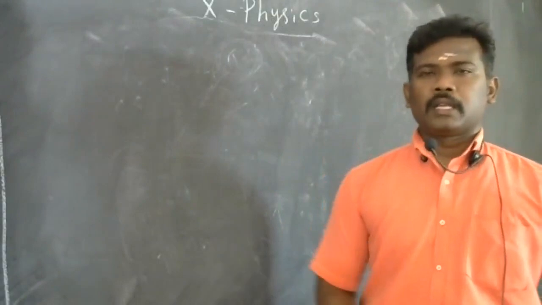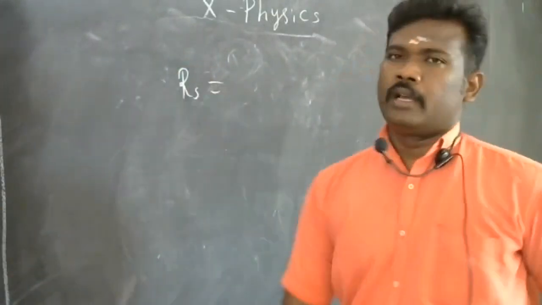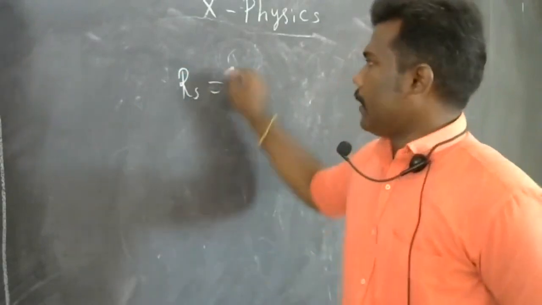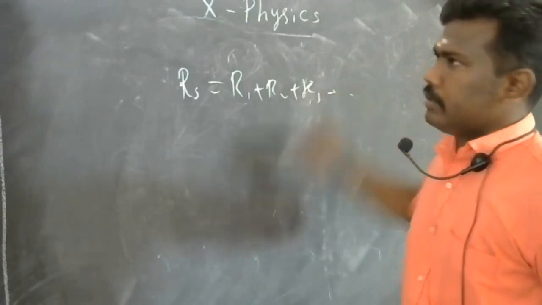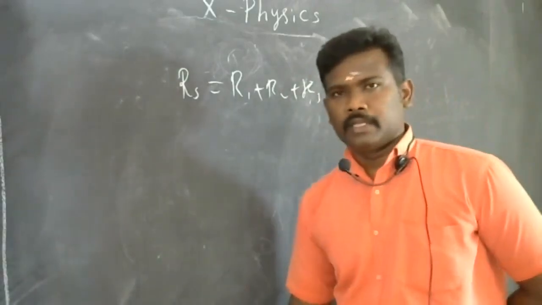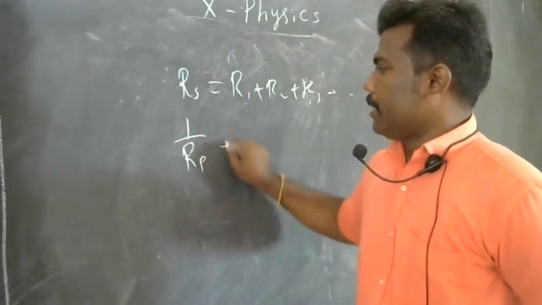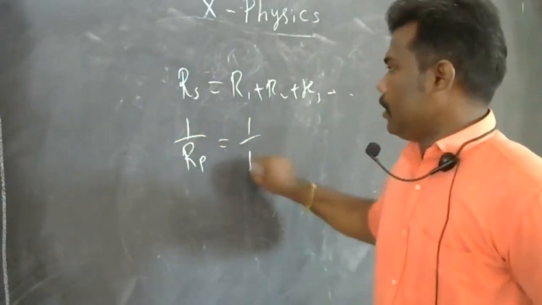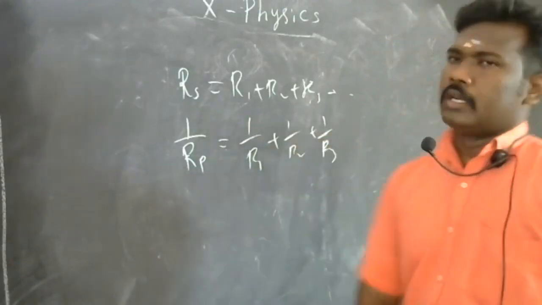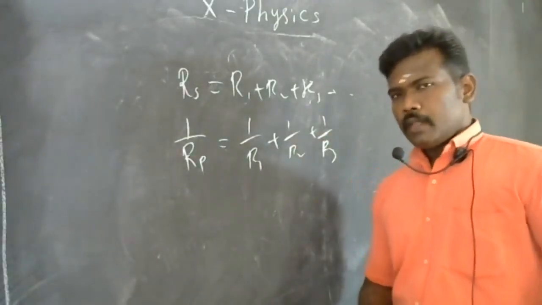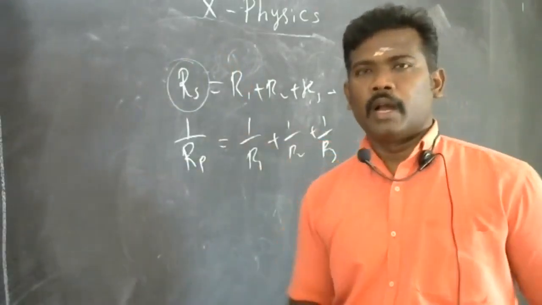Okay. And the last concept in this lesson is with respect to resistors. When resistors are connected in series, effective resistance is nothing but R1 plus R2 plus R3 and so on. That is the formula for effective resistance in series combination. And for effective resistance in parallel combination, 1 by RP is equal to 1 by R1 plus 1 by R2 plus 1 by R3 and so on. It is very easy to calculate the effective resistance in series combination, because you just add all the values.